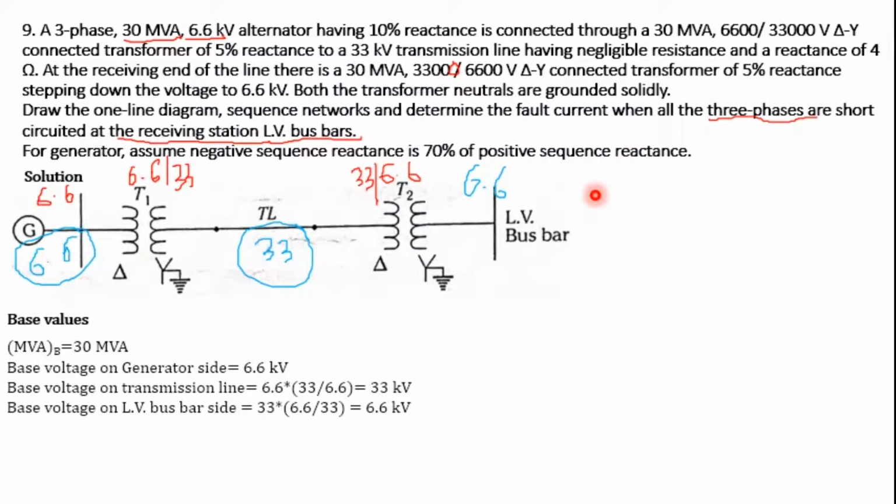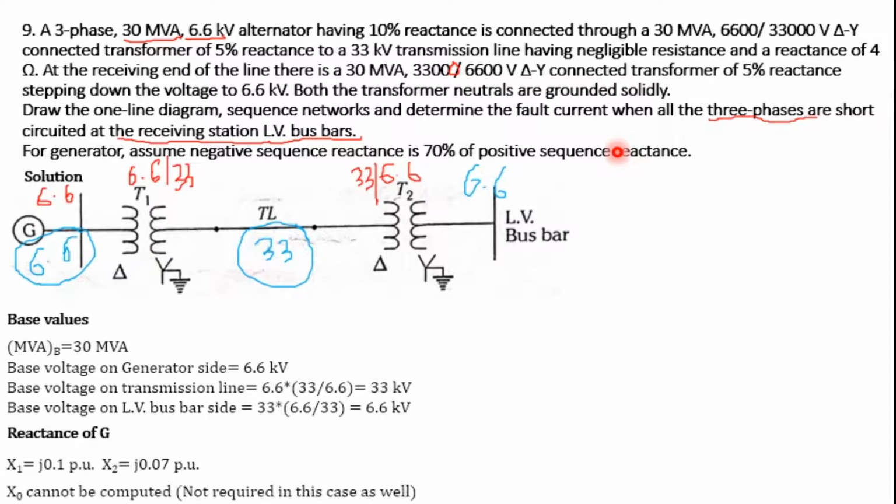Next, we have to calculate the reactance of the generator. There is no need to calculate it, because the old and new values of the MVA and kV are the same. So X1 is 0.1 from the data and X2 is 0.07, because for the generator we assume the negative sequence reactance is 70% of the positive sequence reactance. X0 is not required in this case; we will tell you that later on.